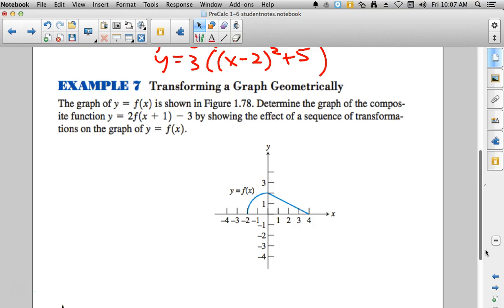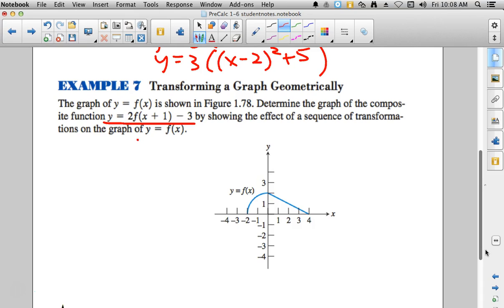The graph of y equals f of x is shown in figure 1.78. Oh, isn't that great? Look at that little bugger. We don't even get an equation on that. Determine the graph of the composite function y equals 2 times the function of x plus 1 minus 3 by showing the effect of a sequence of transformations on that graph. So they're not giving us the equation, they're saying this is the original parent function with this stuff happening to it. And we know the order of operations is important, so we deal with this first.